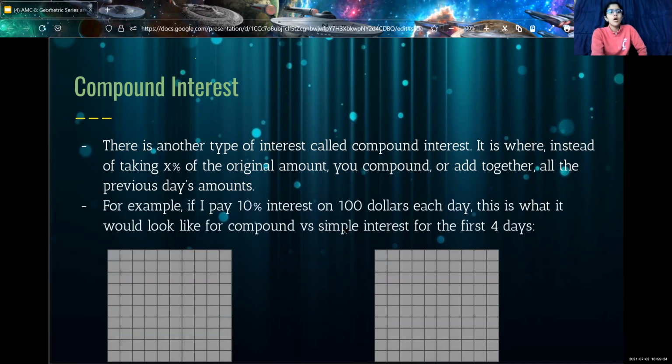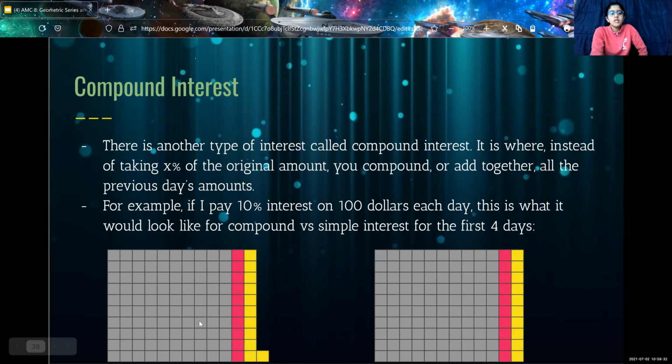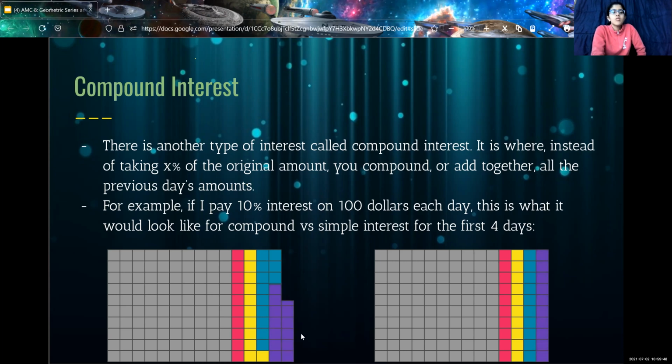So the first day, you owe $100. Then the second day you owe 10 more dollars. And then the third day, on the compound interest, you owe $11, and on the simple interest, you still owe $10, and it continues. Then you owe 12.1 more dollars, still 10 here, and then you owe $13.31 on the fourth day, and still 10 here.